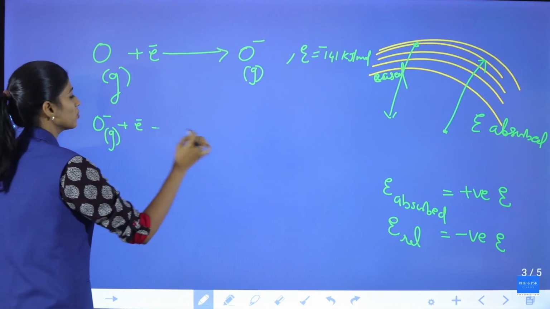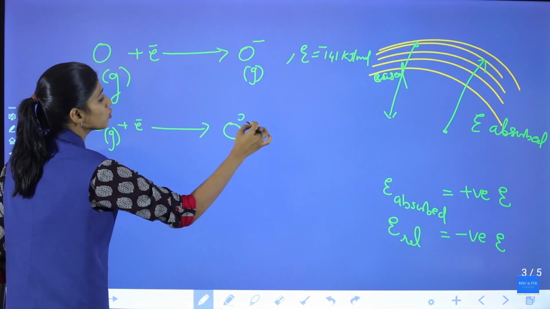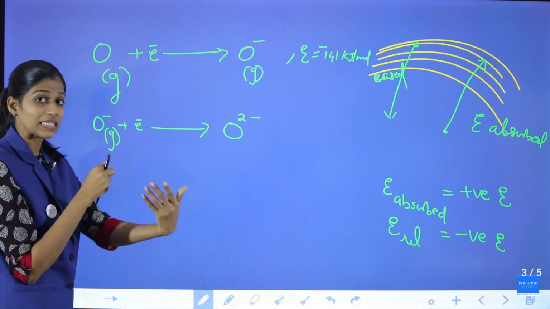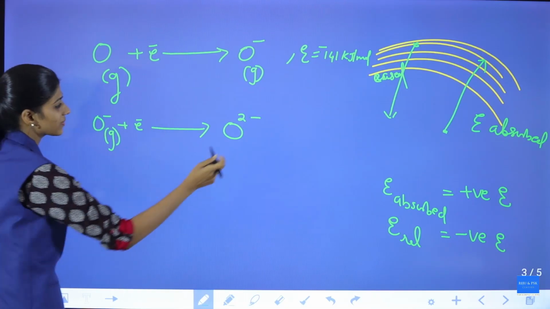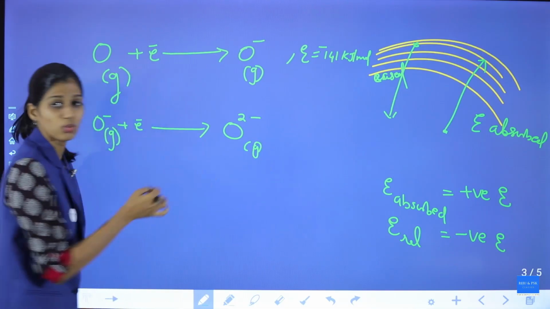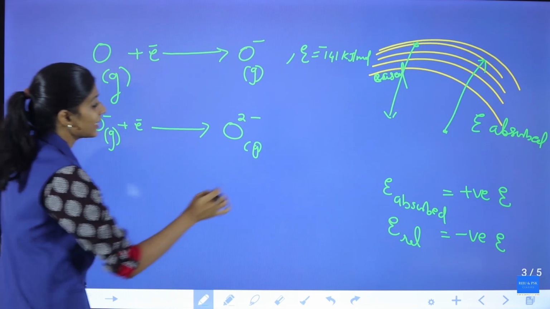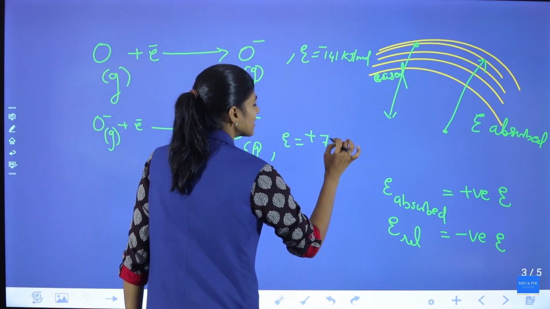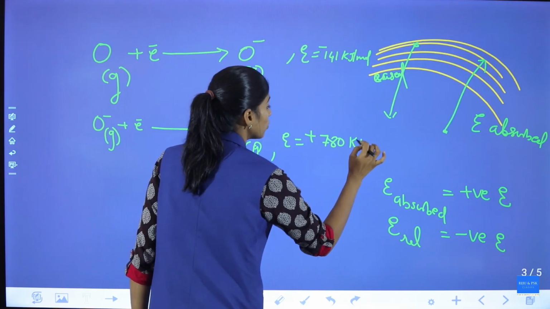So one more electron is added. So you are getting O2 minus. O minus ilekku one electron add cheythu. So the negative charge increases because the number of electrons increases and you get O2 minus gas. And here the energy is plus 780 kilojoule per mole.